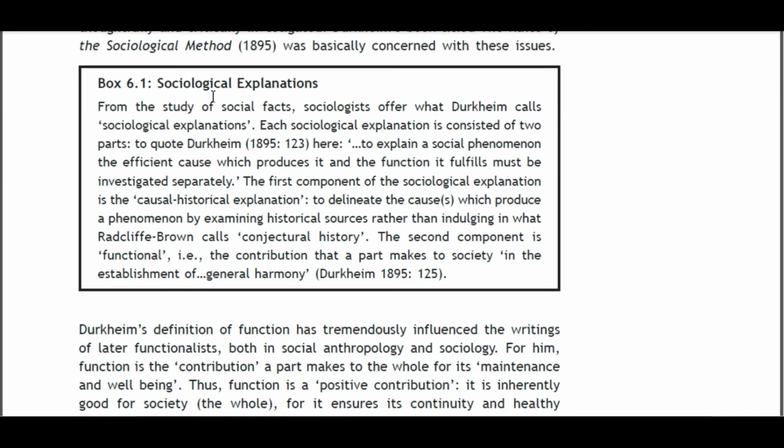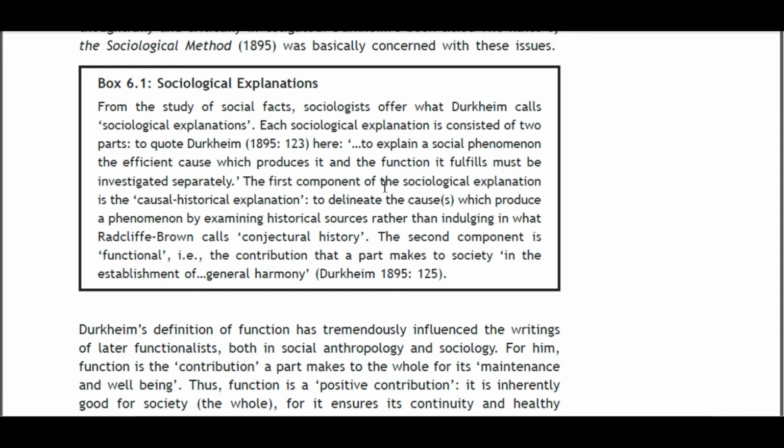6.2.1 Sociological Explanation. From the study of social facts, sociologists offer what Durkheim calls sociological explanations. His sociological explanation consists of two parts. To quote Durkheim, 1895, to explain a social phenomenon, the efficient cause which produces it and the function it fulfills must be investigated separately.